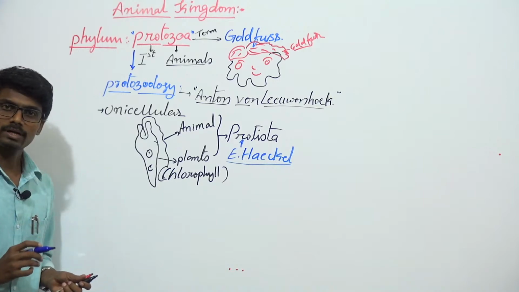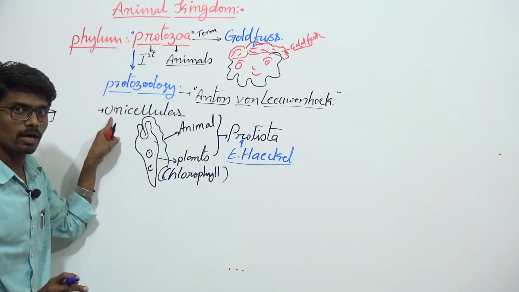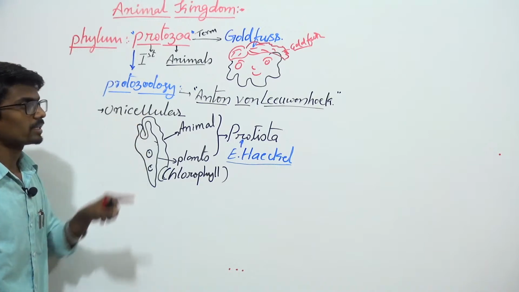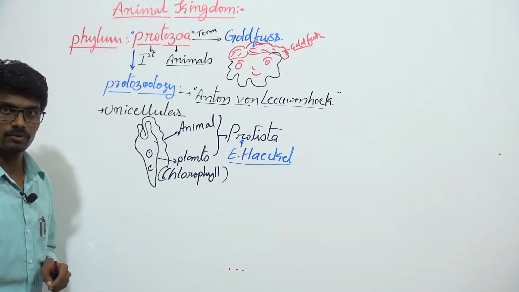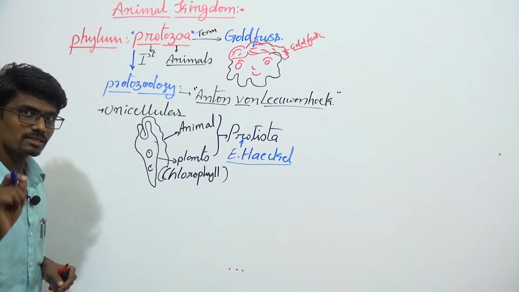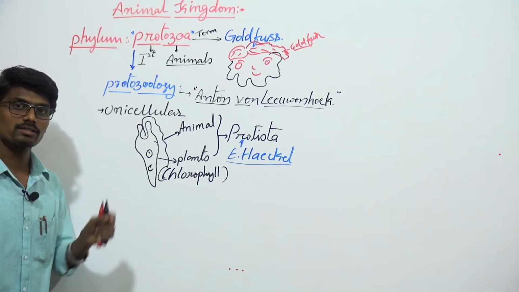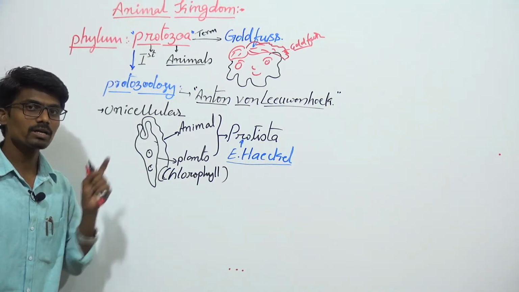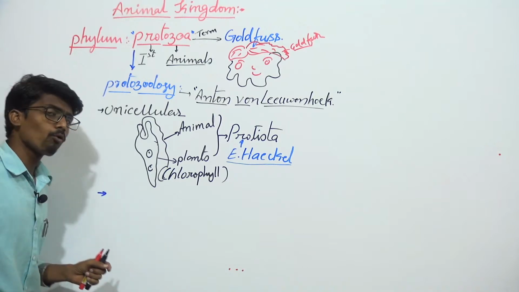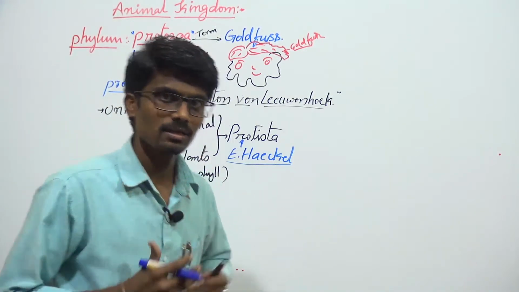The first very important characteristic is that all these protozoans are unicellular, because they are made up of what? Only one cell, and they are eukaryotic. Eukaryotic means they have a very well developed nucleus as well as cell organelles. That's why these are known as unicellular eukaryotic organisms. And next is the mode of living, how these organisms live in various places.